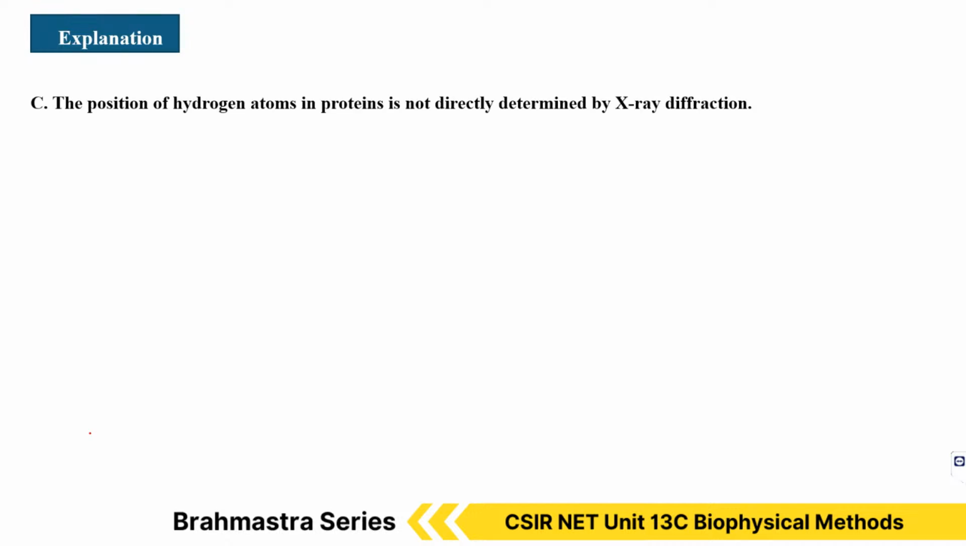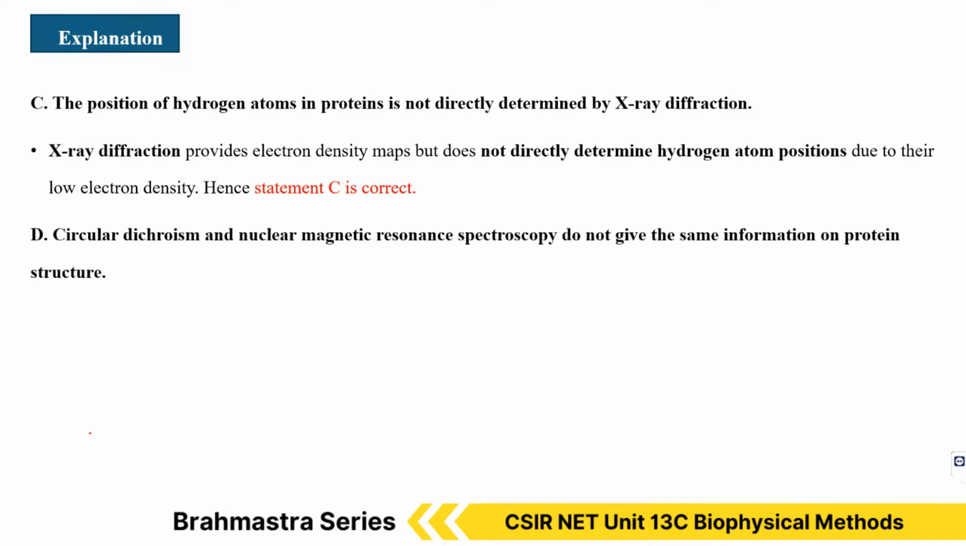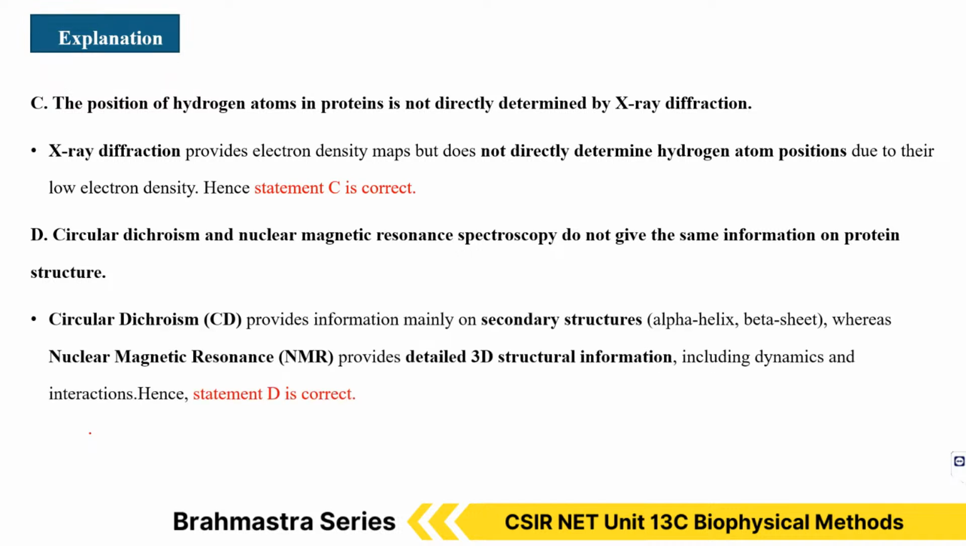Let's check the third and fourth statements. C: the position of hydrogen atom in protein is not directly determined. This is correct. X-ray diffraction can provide you an electron density map, but it will not directly determine hydrogen atom positions because of low electron density. Hydrogen atom has one electron only, right? And D: circular dichroism and NMR spectroscopy do not give the same information. This is also right. Circular dichroism gives you information about secondary structure and NMR is mainly used for tertiary. So statement D is correct.